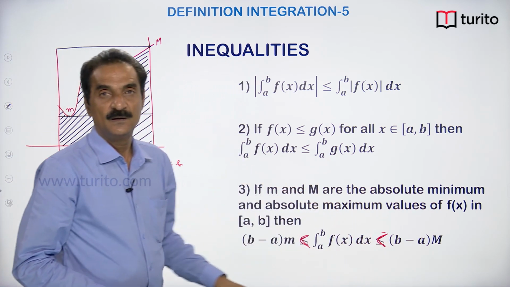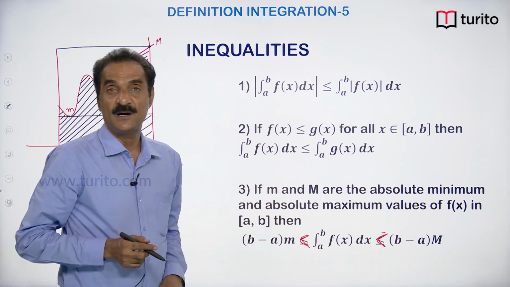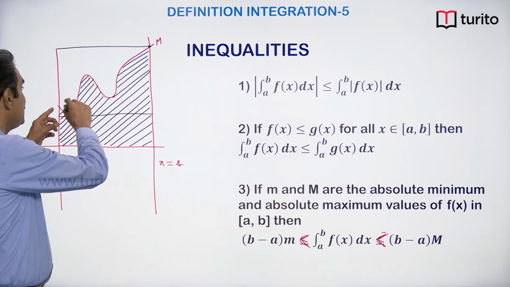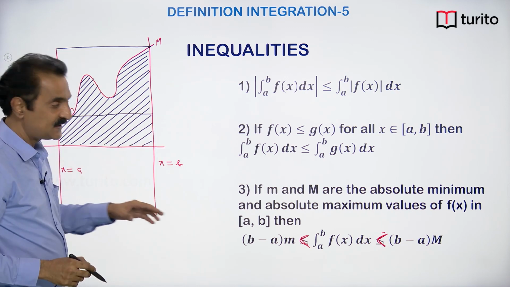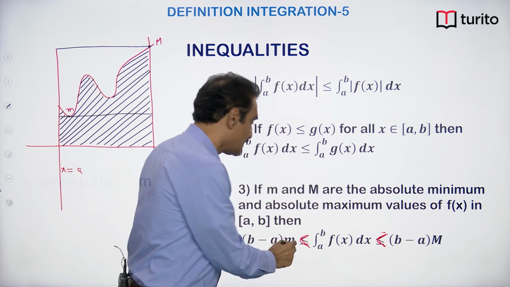Understood? Okay. But why is it given equality also? If the graph is a straight line parallel to x-axis, then all are equal. That is why equality is also given.